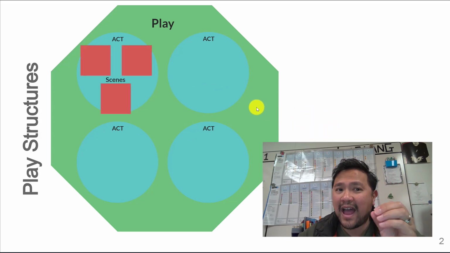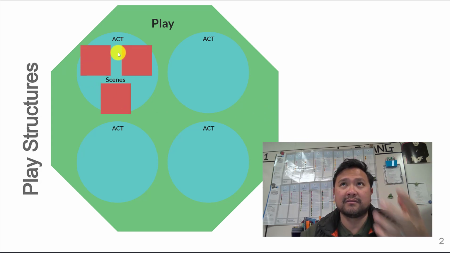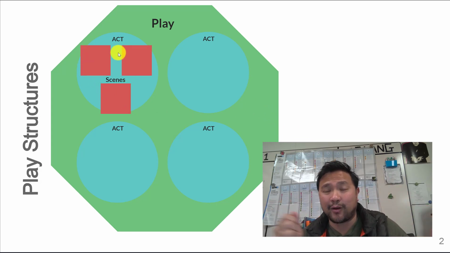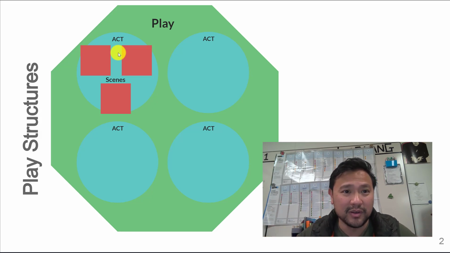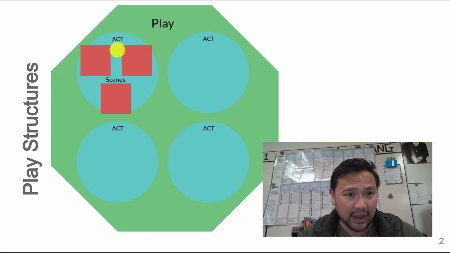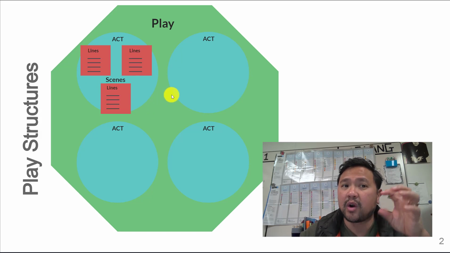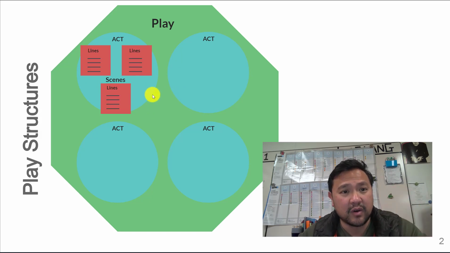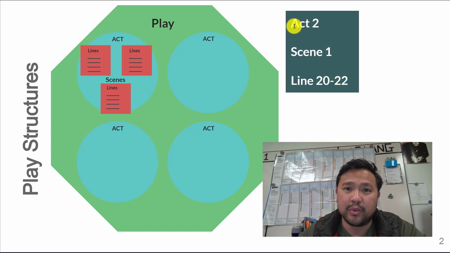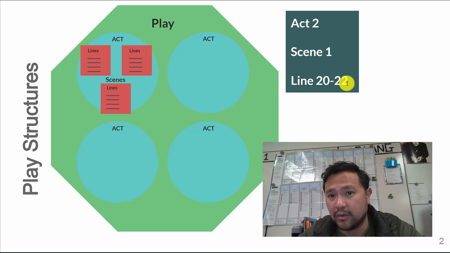Now, acts are broken up into scenes, right? Scenes are usually like the background, like props that people use. So you break up the scenes so the stagehands know what to bring in and bring out. Usually it's a change of setting that denotes a different scene. And scenes are broken up into lines, and these lines are also numbered, just like the acts, just like the scenes. So for example, if I have Act 2, Scene 1, line 20 to 22, right?